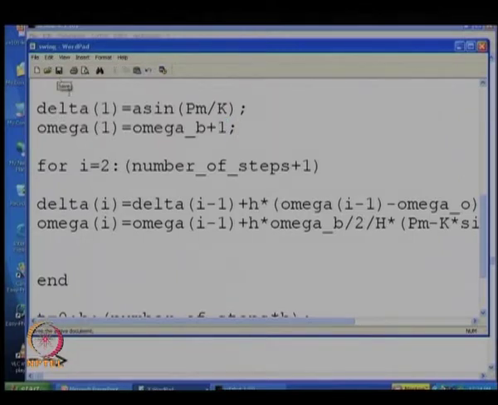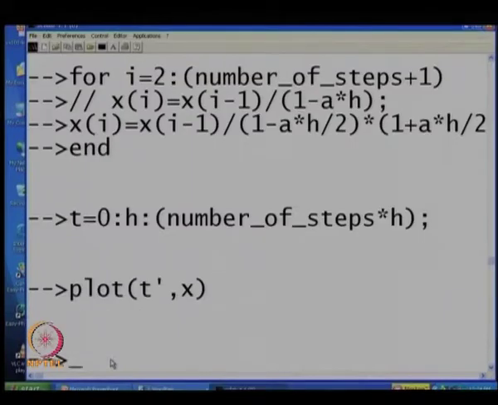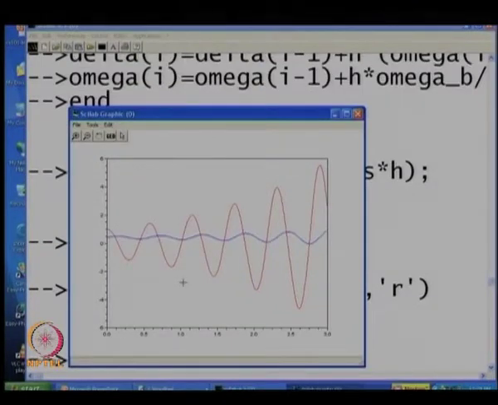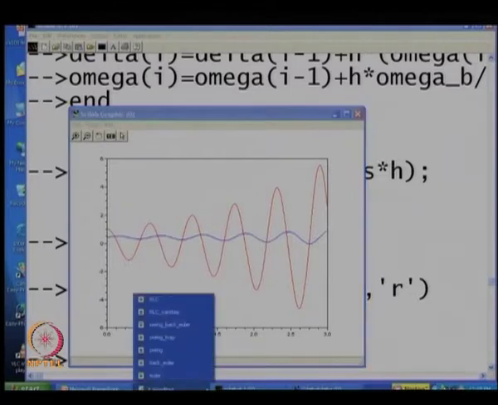So, what I will do is, I will just simulate this system, evaluating it using Euler method. If you look at the behavior of the system, it looks as if it is a growing oscillation. In fact, we have done the small disturbance stability of this particular system, and we know that the response is not a growing oscillation, but a steady oscillation if the disturbance is small. So, obviously, there is a problem in the method.